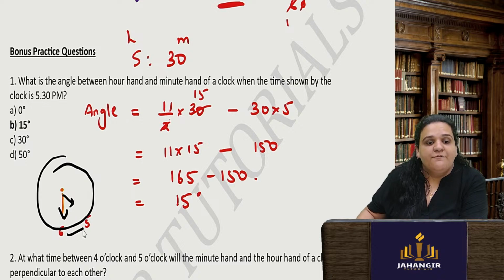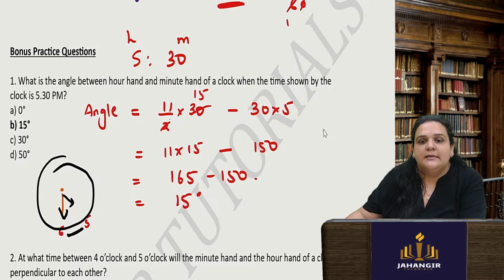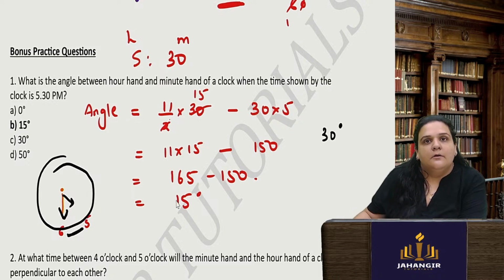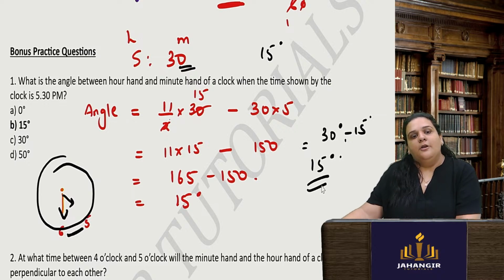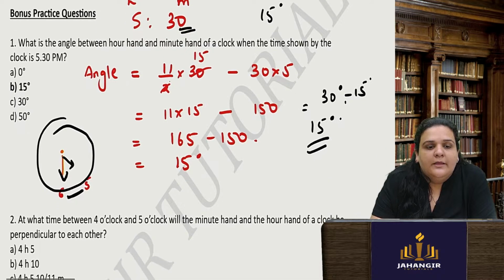5:30. So between 5 and 6, how much is the angle between the hour spaces? 30. Right? And 30 minutes they have given, no, half. It is going to be 15. You will minus it. Correct? So it is going to be 15 degrees. Alright? Okay.